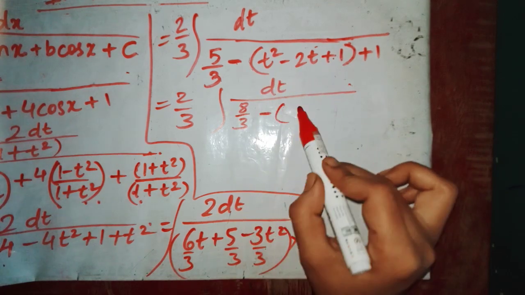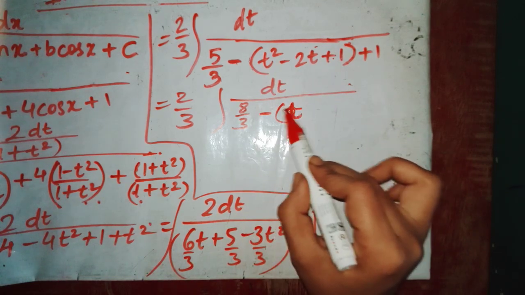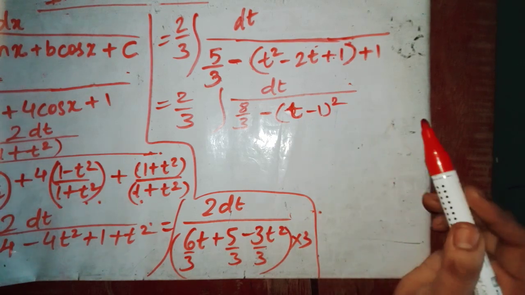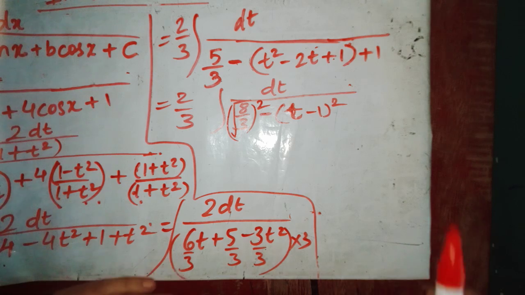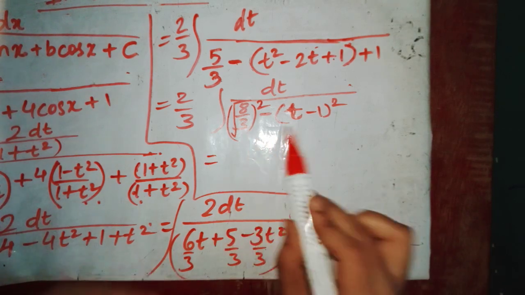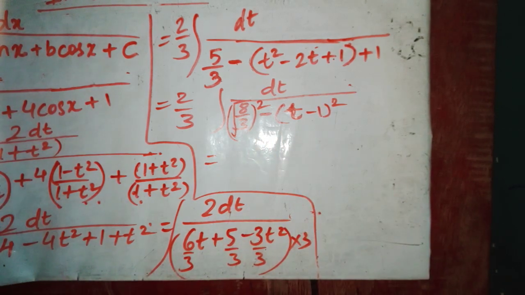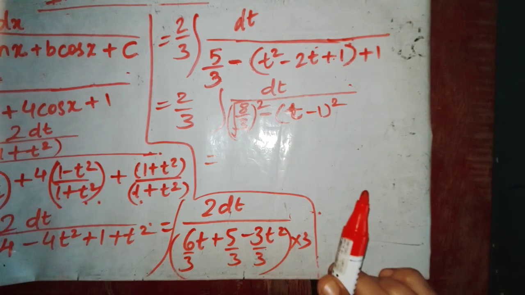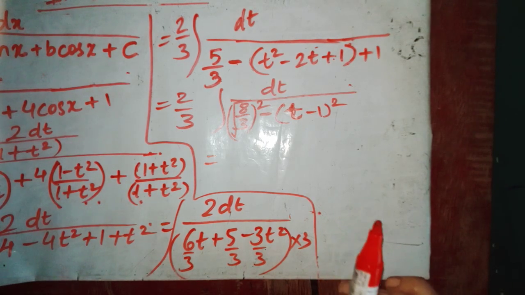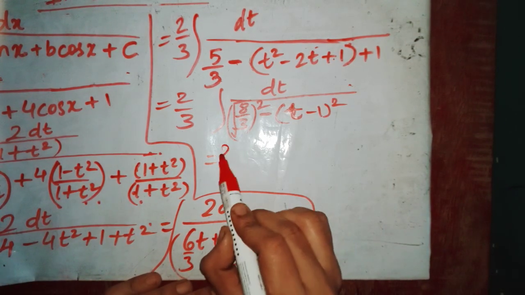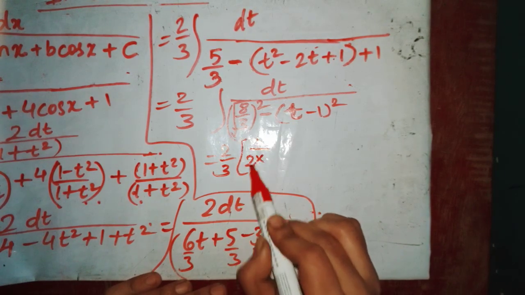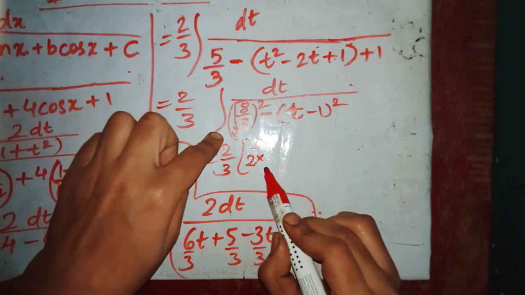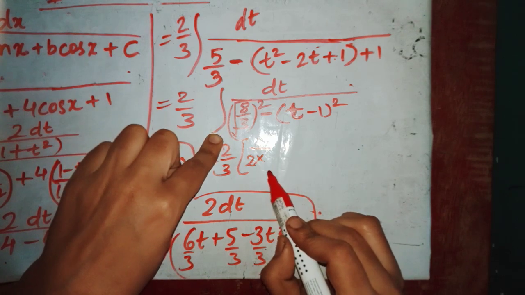This will be (t minus 1) the whole square. Okay, so this is root square. Okay, so this is a square minus x square. So the integral of 1 upon a square minus x square is 1 upon 2a, where a is root 8 by 3.